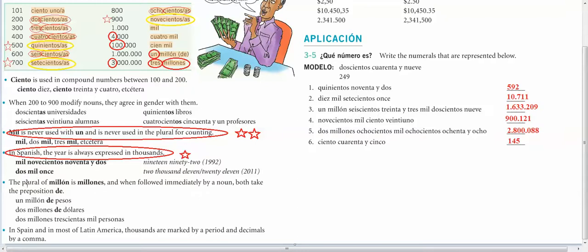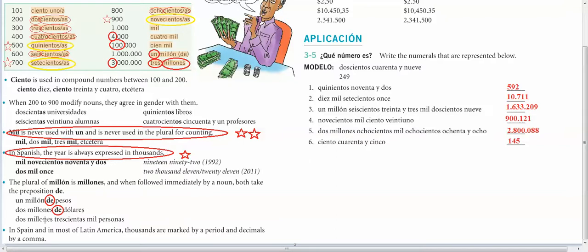The plural of millones, millones, and when followed immediately by a noun, both take the preposition de. So if you're using it as an adjective, trying to say you have a million of something, you need that of in there. So if I want to say like a million pesos, un millón de pesos, I have a million pesos, 2 millones de dólares. So anytime you say you have a million of something, like $1 million, a million cars, etc., you're going to want to use the de.